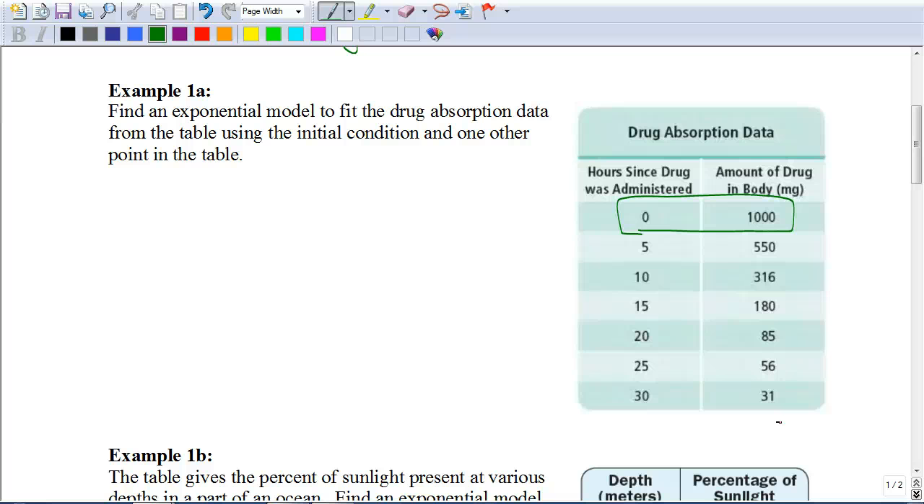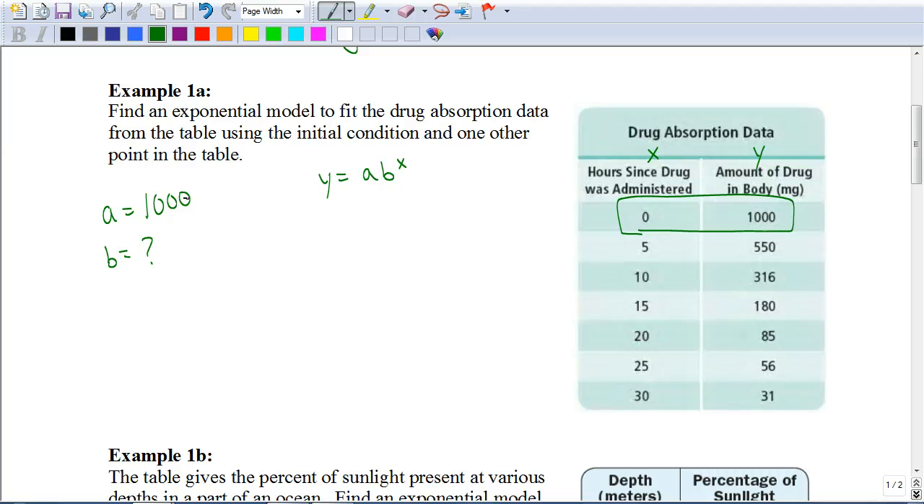Our goal is to put it in this form. So we need to figure out what a equals and what b equals. x is going to represent the number of hours since the drug was administered. y is going to represent our total amount. So that's why we need to figure out what a and b are going to be. Remember, a is the value when x is 0. Well, I have that right here. So the initial amount is going to be 1,000 milligrams. However, b, our growth factor, that's what I need to find.